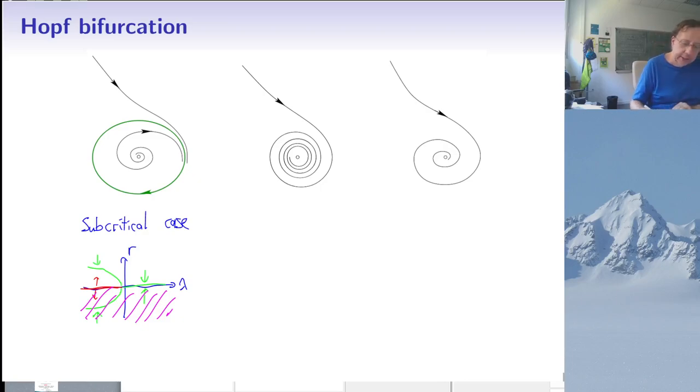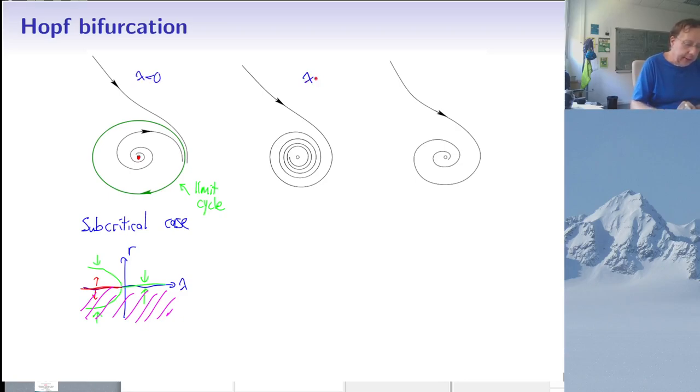So this gives us here what is called a limit cycle, or a stable periodic orbit. So it's a particular solution that is periodic and attracting nearby solutions. And here in the center we have an unstable fixed point. And so in fact all orbits starting sufficiently close to the origin will be attracted by the limit cycle, except if you start exactly at the origin, then you will stay there. So this is for lambda negative.